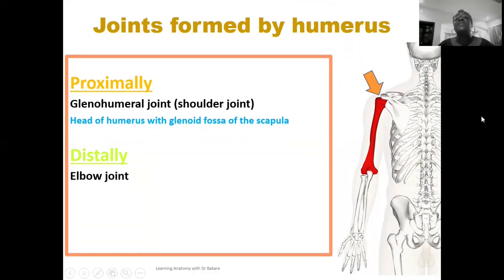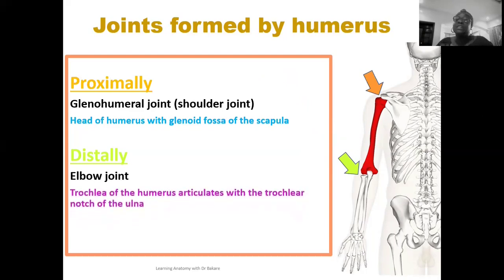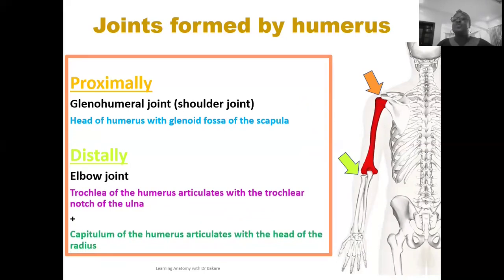In the lower region, we have the elbow joint. We know that the elbow joint is a complex joint, and it has a number of subjoints. At this inferior region, we have two joints created at the distal end of the humerus. This includes the humeroulnar joint, which links the trochlea of the humerus with the trochlear notch of the ulna. And we also have the humeroradial joint, which connects the capitulum of the humerus with the head of the radius. So you have these two joints created around the distal end of the humerus.